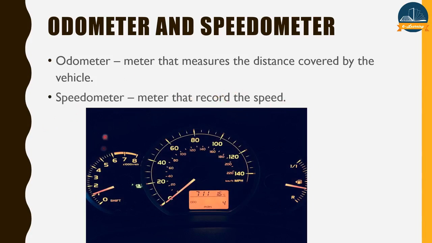Here in this picture, you can see this is the odometer, which is telling the distance covered by the vehicle. Now, this is the speedometer. From this speedometer, we can observe at what speed the vehicle is moving. It measures speed in kilometer per hour unit. You can find a speedometer and odometer in all the vehicles.